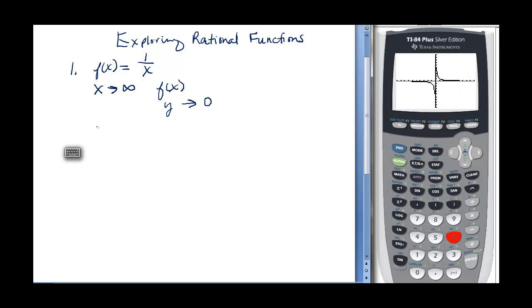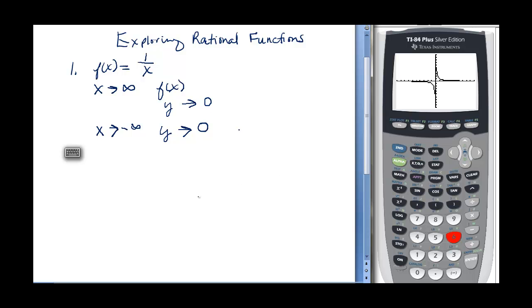And then you're asked, as x goes to negative infinity, what does the output do? Here I would say y goes to, look over here, as x is getting very, very small, my output is going to 0 as well.